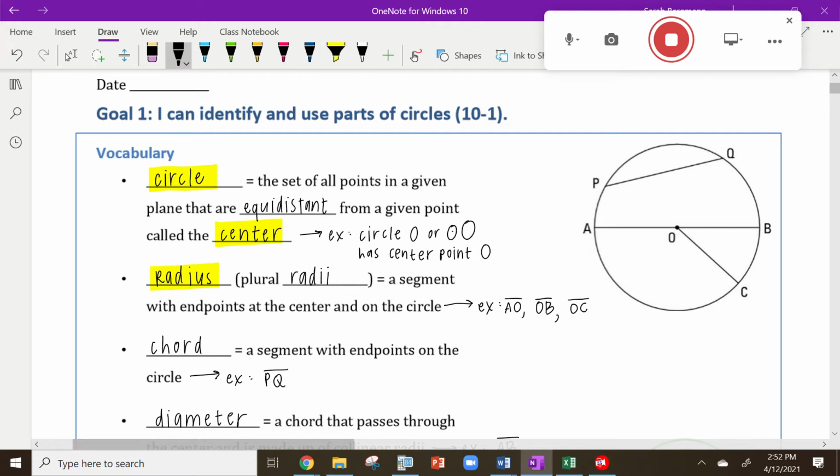Next, we have a chord. A chord is any segment with both endpoints on the circle. For example, point P and point Q are both on the circle. If we join them together, it creates a chord. Another example of a chord would be point A to point B. That also creates a chord.